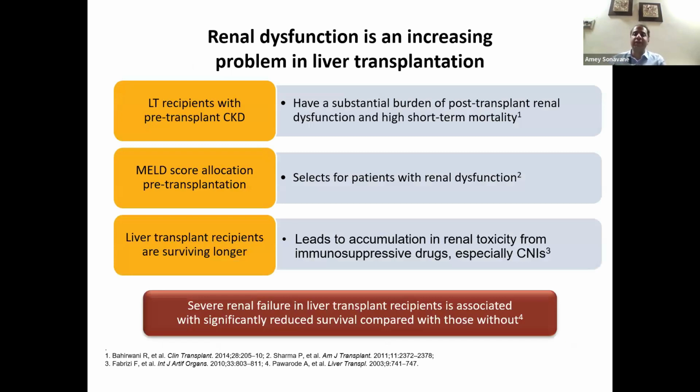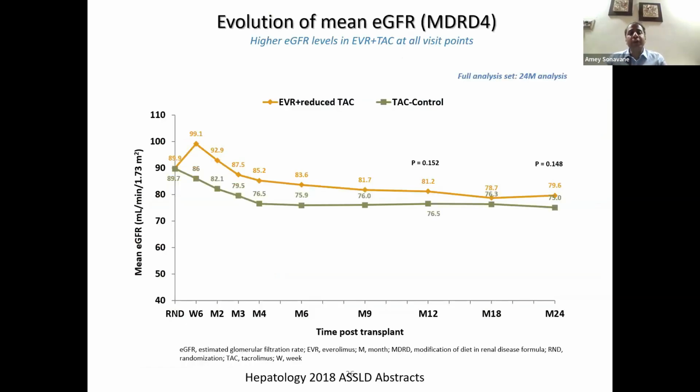And as these patients survive longer, they have more and more exposure to CNIs, which can cause a lot of accumulation and a lot of renal toxicity. So how does changing from tacrolimus to an mTOR inhibitor, which is everolimus, help? And this is a fantastic diagram that shows how it helps.